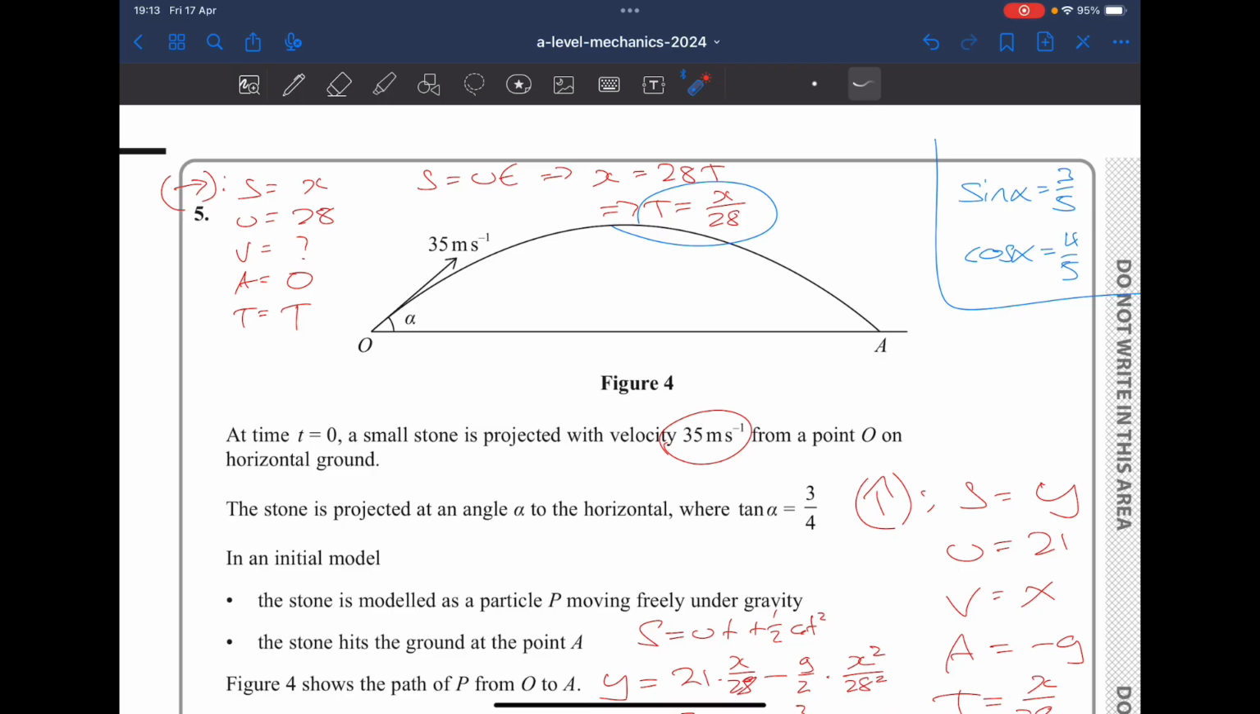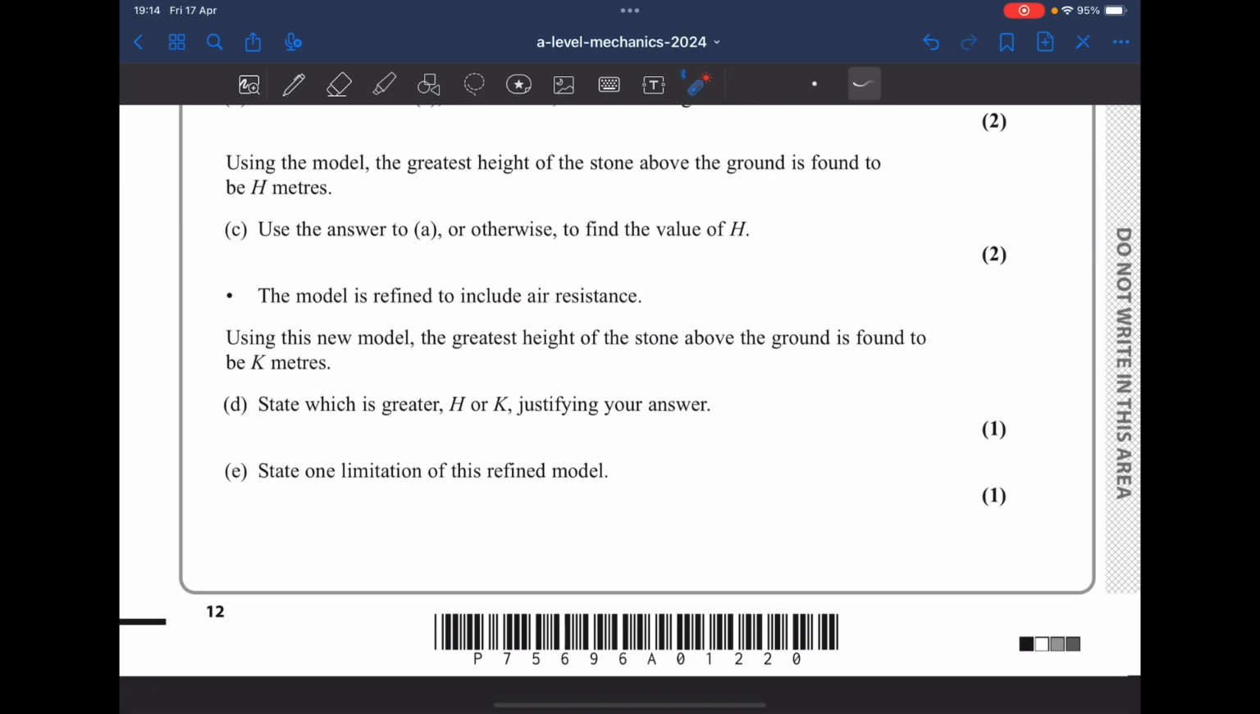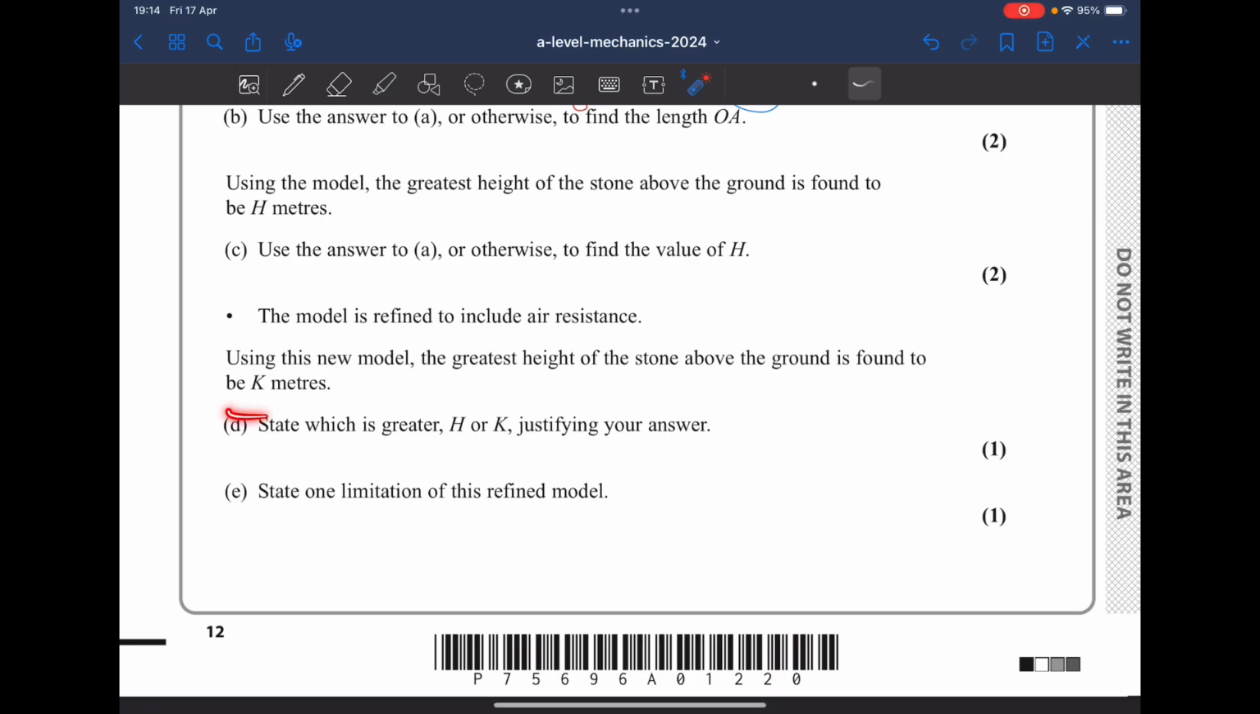If we have air resistance, some of that energy is lost along the way as we go from O to our highest position. Because some energy is lost along the way, we must get here with lower energy than we did have, and therefore reach a lower height than we would have if there was no air resistance. So the new value is lower, whatever they called it. K is the new one, so K is lower than H. Air resistance takes energy out, therefore you don't get quite as high as you would.